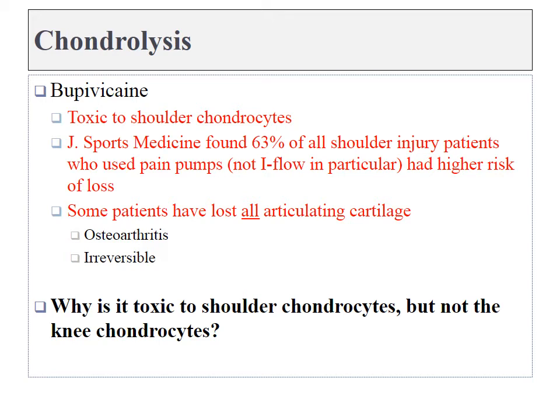Why was this procedure okay for the knees and not for the shoulders? Well, that's a big question. I don't really know the answer. It's possible that the cartilage in the knees is a lot thicker, and so was more resistant to a small amount of damage from this anesthetic, whereas the thinner cartilages in the shoulder were more susceptible to damage.